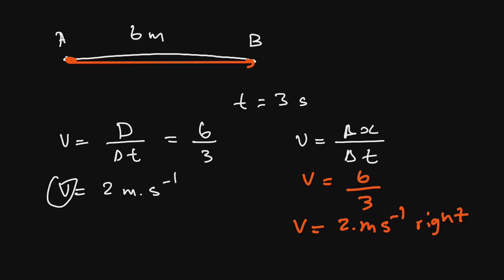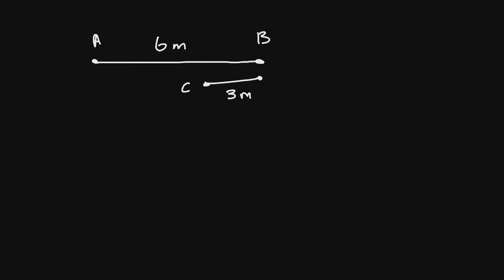So let's look at another problem. Let's say the other problem that we also have is from point A to B. We have 6 meters. And then we also move from point B to point C, and we're going to have 3 meters from B to C. So the question will say the time it takes for you to move from point A to point B is, let's say in this case, 3 seconds again. But now this is going to be the time from A to C. That means it's a total time.